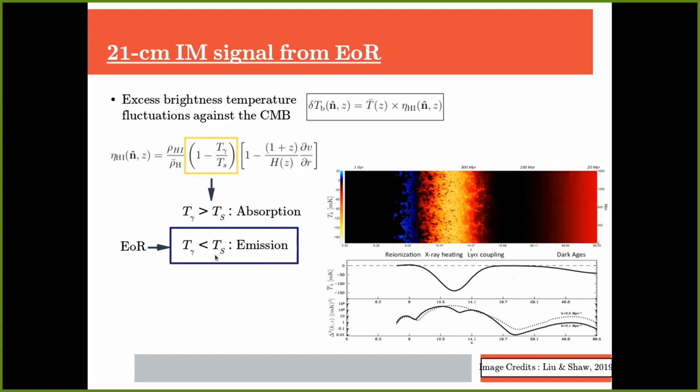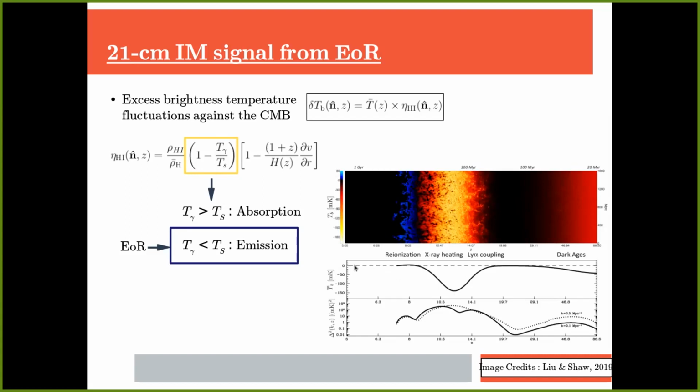However, during the EOR, the spin temperature is still coupled to the gas temperature. However, due to the X-ray heating of the intergalactic medium, the gas temperature easily overshoots the T gamma. So for EOR, T gamma is less than the spin temperature, which makes this term positive, and we are expected to see the 21 centimeter signal in emission. So this shows the absorption during the cosmic dawn, and here we see that in EOR we are expected to see the signal in emission, right?